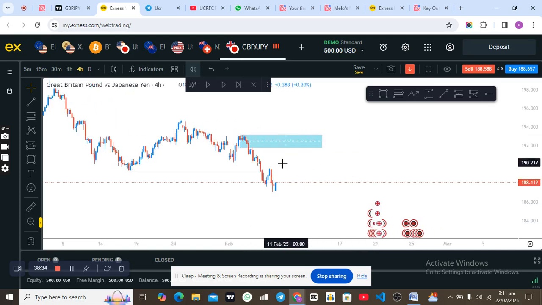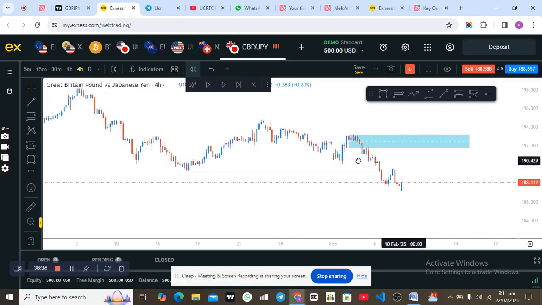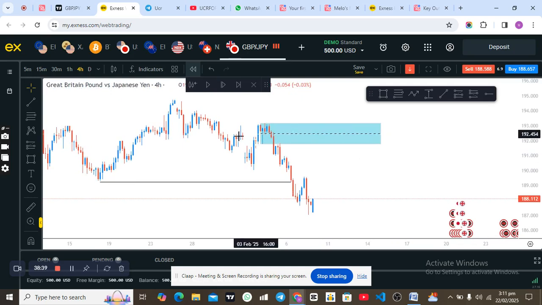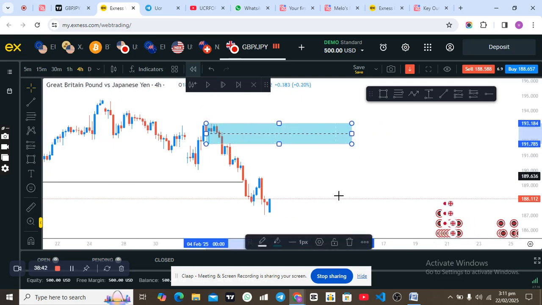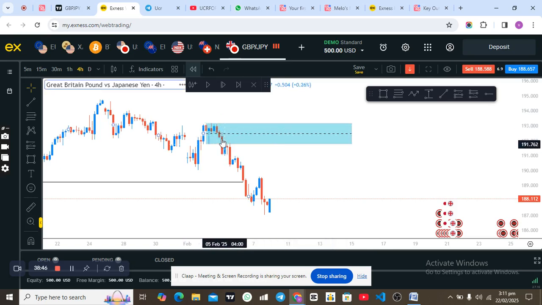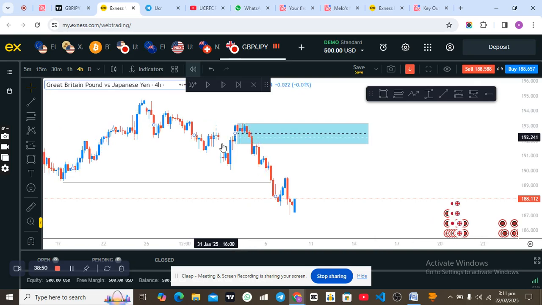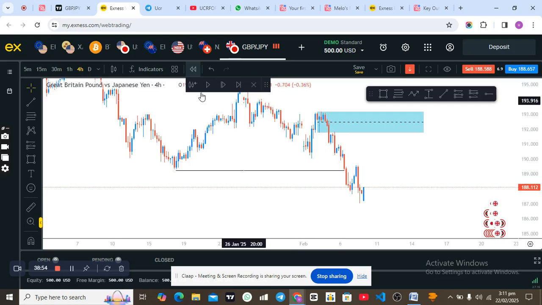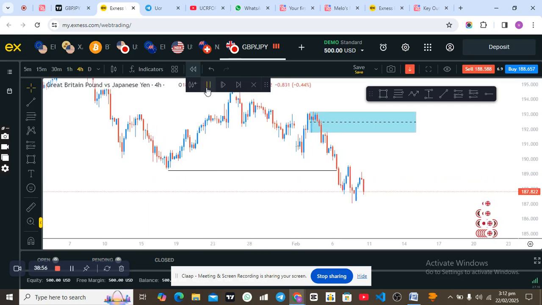Or you can still mark out the last candle that led to a BOS. Currently here, there is no last candle that led to a BOS. Instead, what we have here are range or consolidation phase candles. So now let's play price forward to see whether price really gets to that zone.